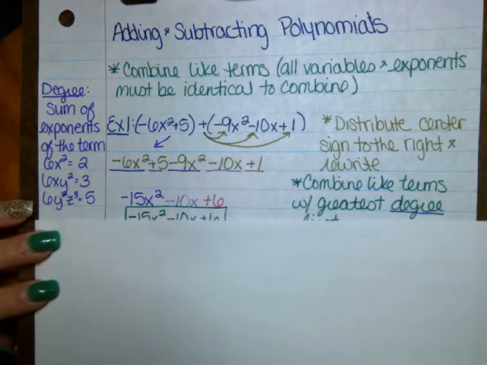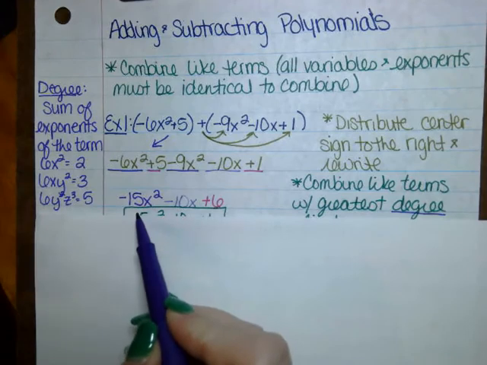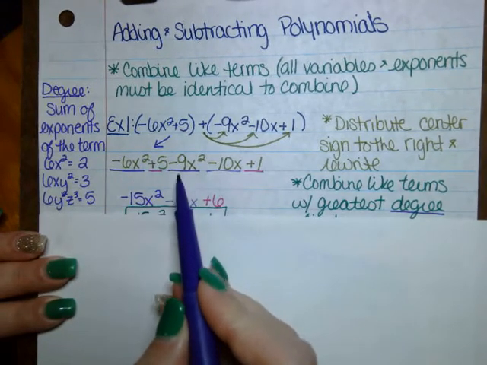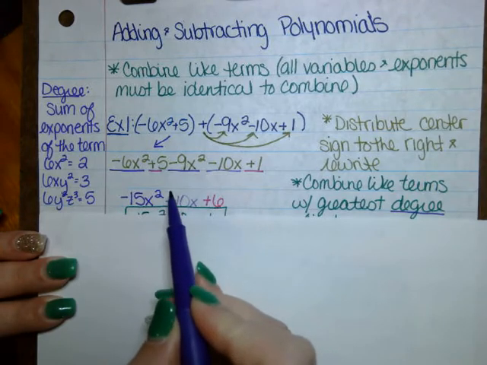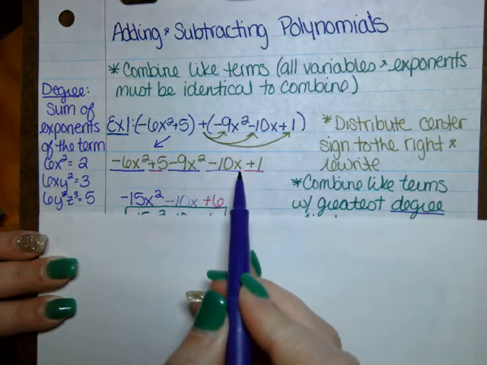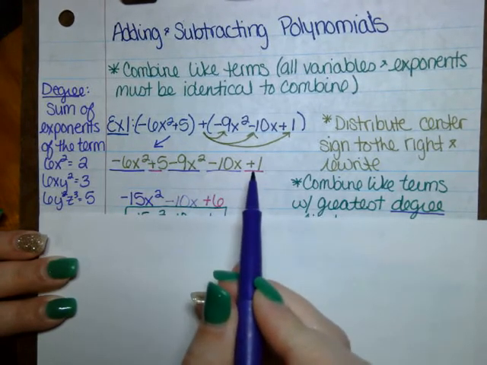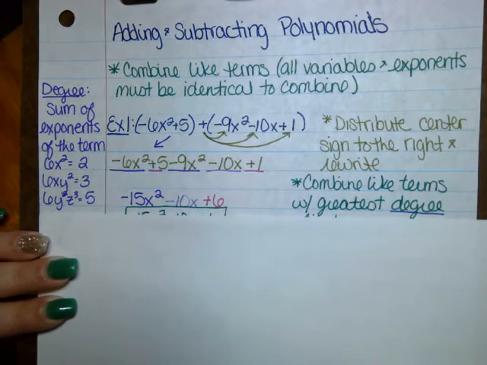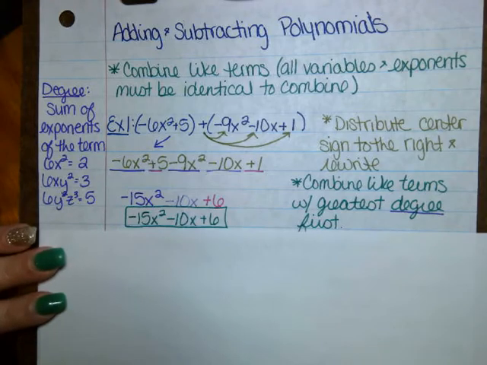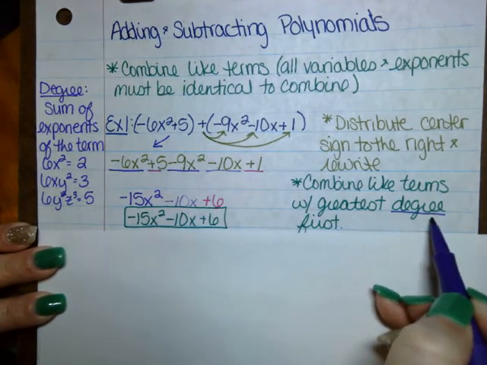When I rewrite this, this is when I'm going to combine my like terms. When you combine your like terms, you end up with negative 15x squared, because I have a negative 6x squared and a negative 9. I get negative 10x, because I have a single negative 10x term, and I get a positive 6, because positive 5 plus positive 1 gives me a positive 6.